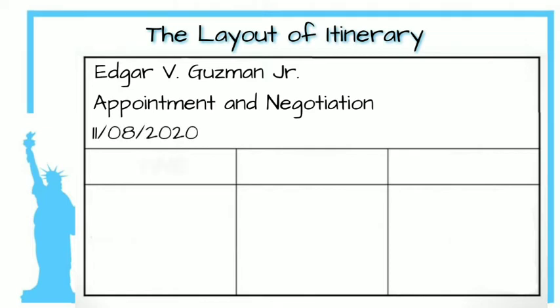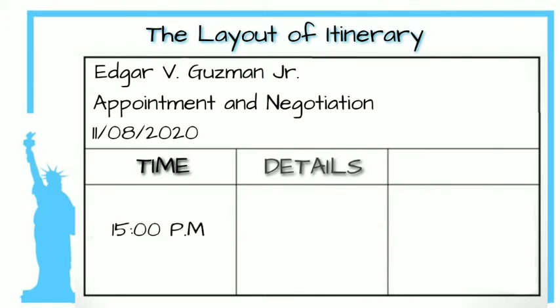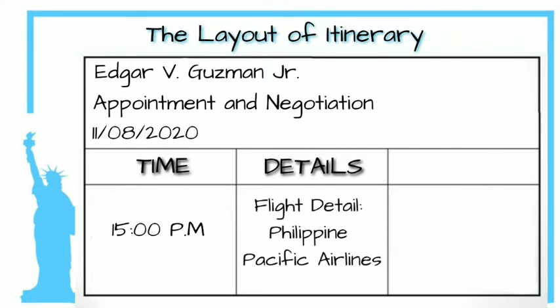The next is the time. It is always presented in the 24-hour clock, meaning you don't write in a 12-hour clock. For example, 3 o'clock p.m. is a 12-hour clock. The right one is 15:00. The next is the details. This provides an accurate description of the arrangement. For example, my flight detail. I write Philippine Pacific Airlines.